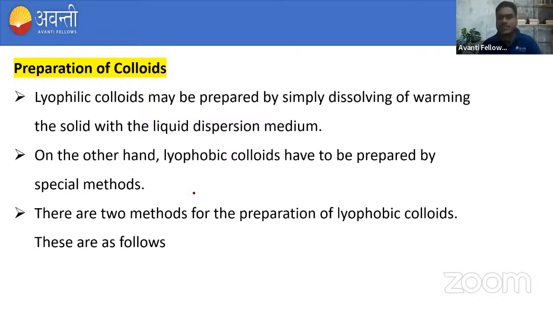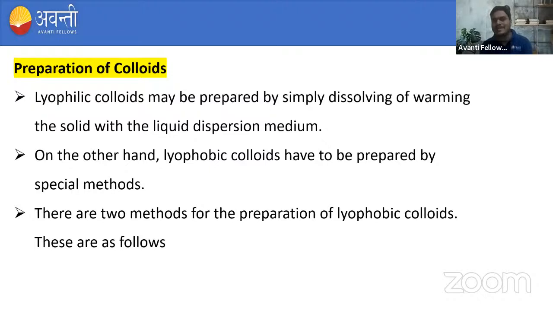So, preparation of colloids. How will lyophilic and lyophobic colloids be formed, and what are the methods for their preparation? It is a very important topic. Lyophilic colloids may be prepared by simply dissolving or warming the solid with the liquid dispersion medium. Just dissolve or heat the solid with the liquid dispersion medium.